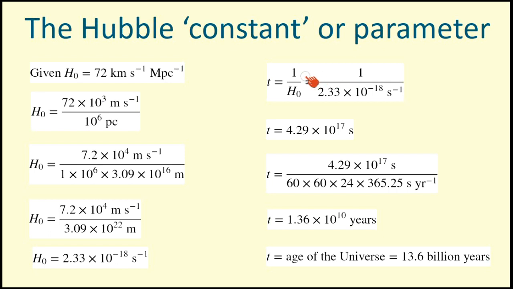Now if we take the reciprocal, which means we turn it upside down, we have a second on the bottom, per second on the bottom here, and as we flip it we get a value of 4.29 times 10 to the 17 seconds. If we then divide by how many seconds are in a year, 60 seconds in a minute, in an hour, in a day, and days in a year, we end up with 1.36 times 10 to the 10 years, which is the age of the universe as theorized with these values, giving a value of 13.6 billion years.